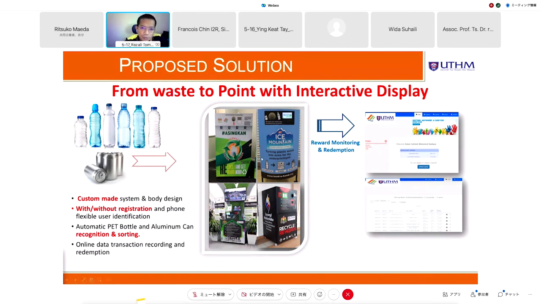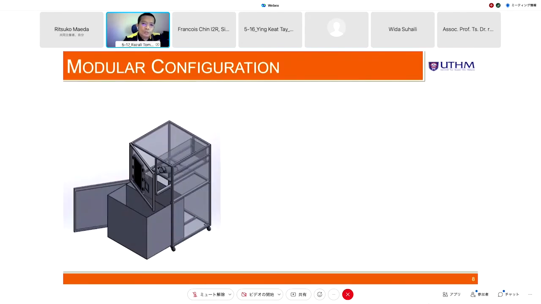Our system consists of the machine, and we also develop our own dashboard. In this case, we have two types of dashboard. The first is for the admin, to monitor everything, the process, and so on. The second is for the user, who can view the accumulated points and the transaction log, and then use that to redeem a reward. One thing we want to highlight is that our system has a modular configuration, where we focus on the smallest part, the small module, which can be plugged in anywhere.